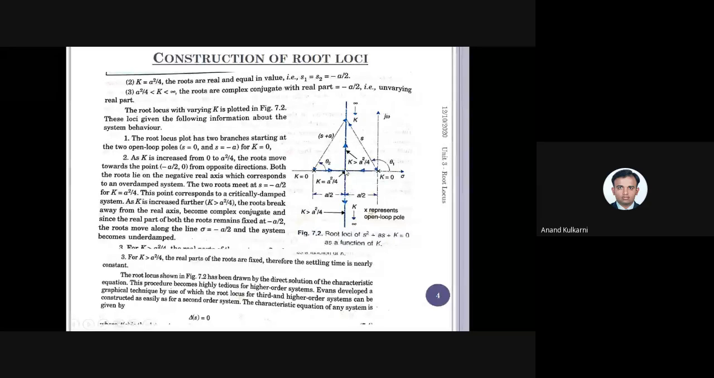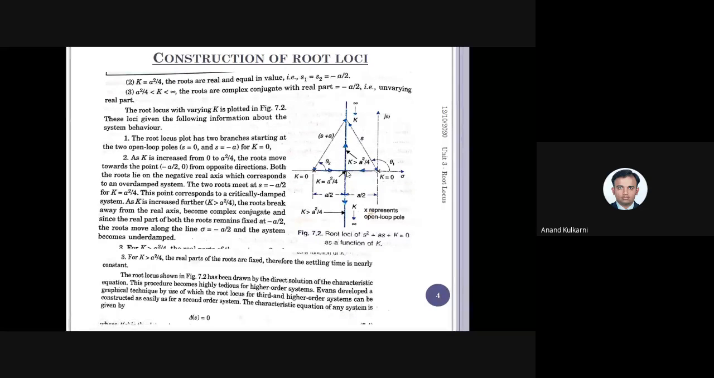When they meet each other, k is equal to a by 2 whole square. At that time, both the roots are at the same spot. When both the roots are at the same spot, that is a clear indication of the critically damped condition. That means the zeta value, or damping ratio, of the system is 1. You compare this with your standard second order plot, which we have done in time response analysis. So that becomes critically damped.